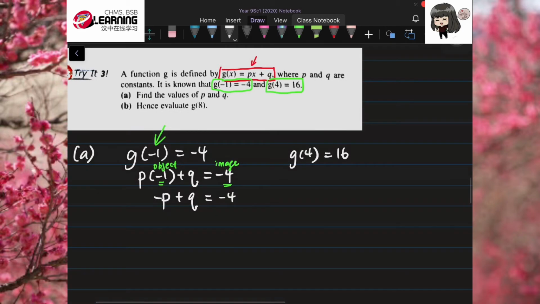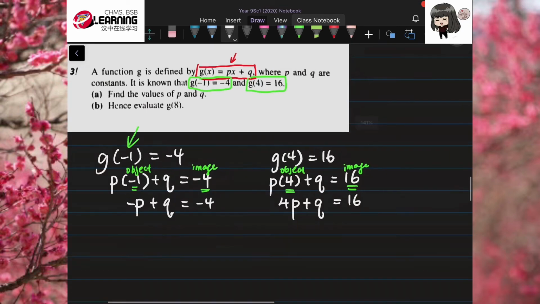G of 4 is equal to 16. It means that we sub in the 4 into our x, so p times 4, which is x, plus q equals the image 16. So your object is 4, and your image is 16. Understand? So we simplify this one, it becomes 4p plus q equals 16.